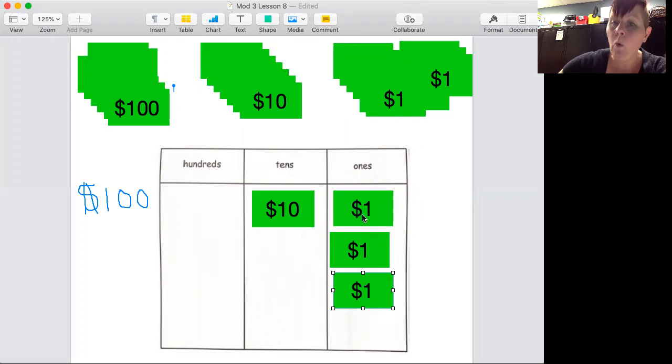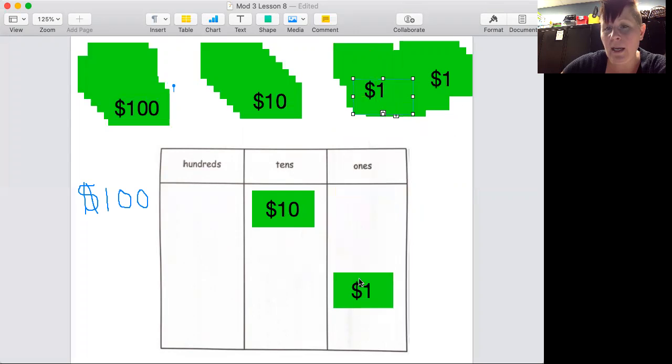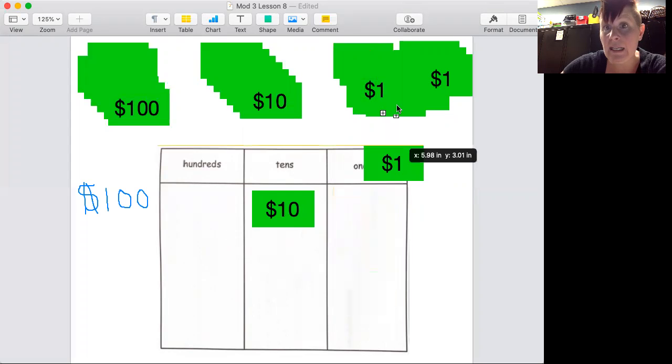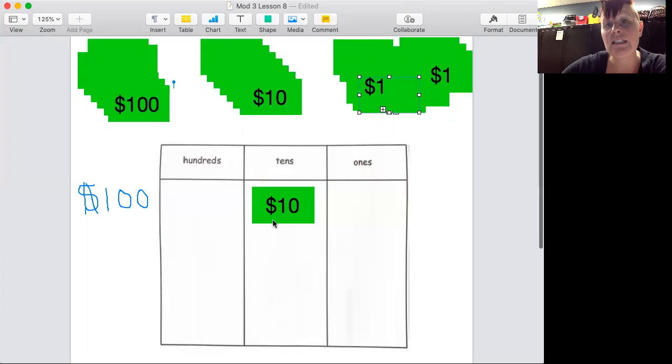Now, what's going to happen? I'm going to take these out for right now. What's going to happen when you have 10 $10 bills in this one? Think about it. Some of you may have guessed. 10 $10 bills, I can actually take all of those back to the bank and get a $100 bill.